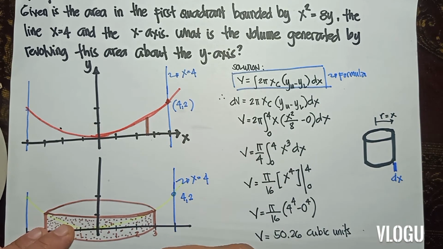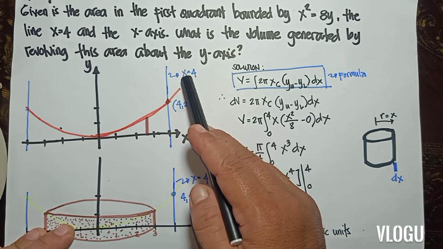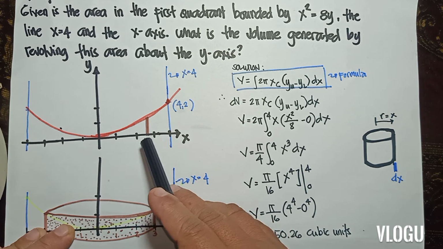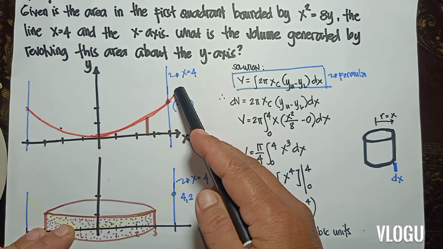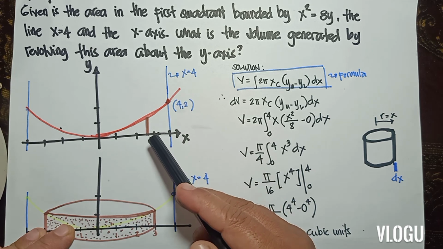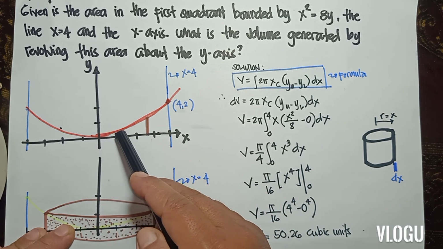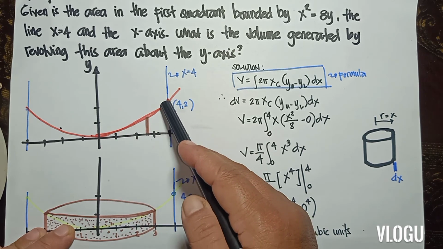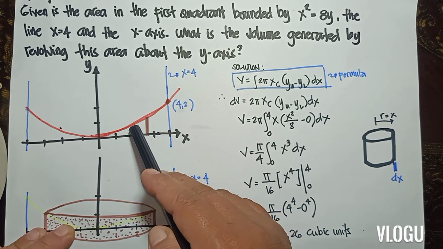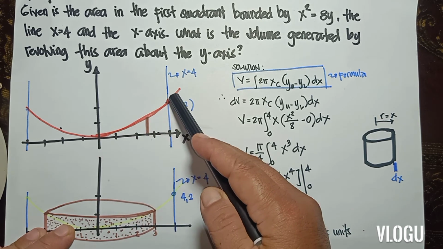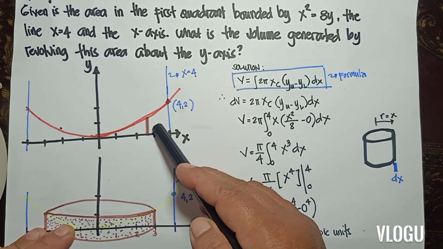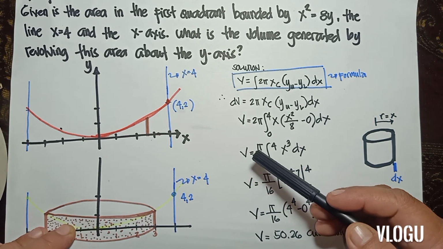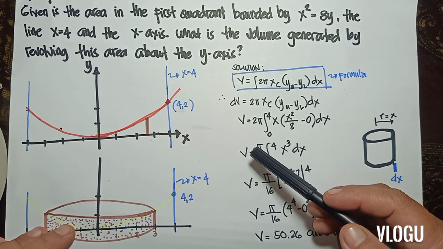So your boundary here, that is the line x equal to 4, the curve, the parabola x squared equal to 8y, and the x-axis. Okay? So this is now your area of interest, because your boundary is the parabola, the line, and the x-axis. So what is being asked here? What is the volume generated by revolving this area about the y-axis?